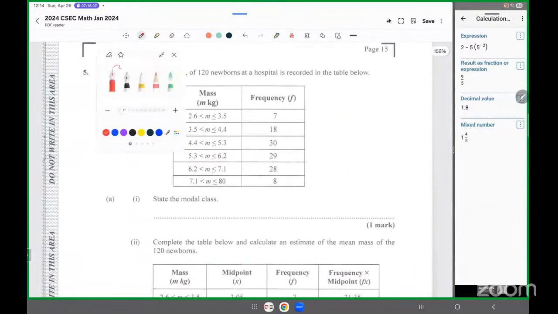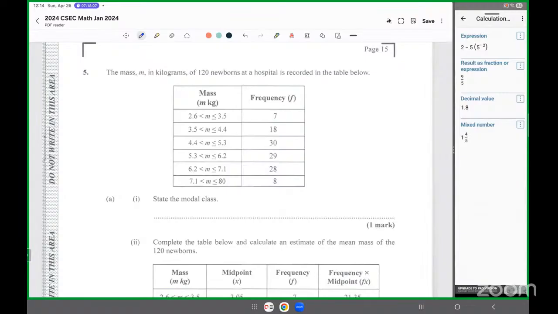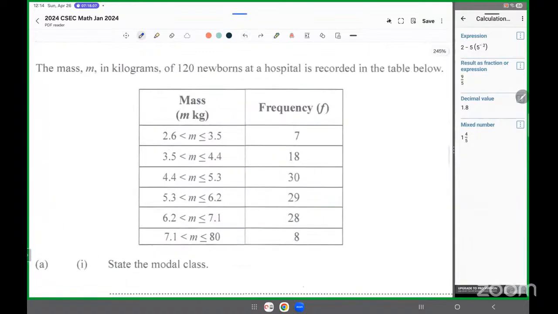Now we come to number 6. It says the mass in kilograms of 120 newborns at a hospital is recorded in the table below. So this is the mass, and they give you boundary values. Notice this boundary and this boundary are the same. So this one goes up to, including 3.5. This one starts at greater than 3.5. So these are the boundary values that we were given.